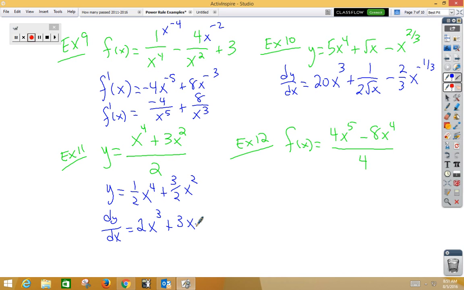Same idea on this one. Let's split it up before we start. Our first one would end up being just x to the 5th power. Our second term would be negative 2x to the 4th power. So f prime of x is equal to 5x to the 4th minus 8x cubed.